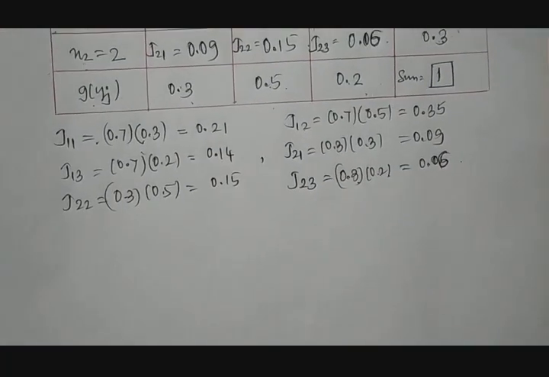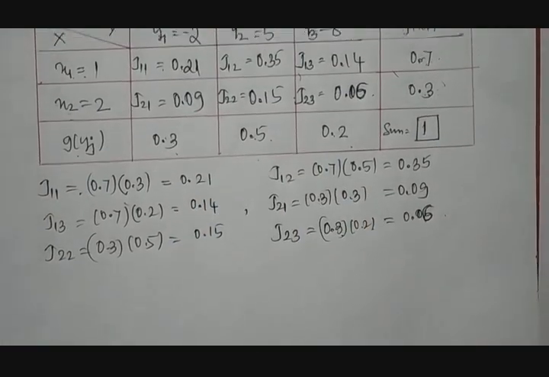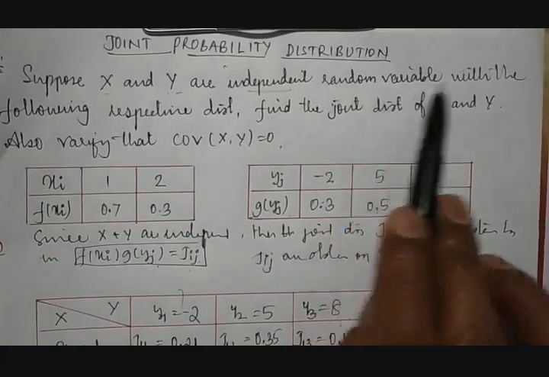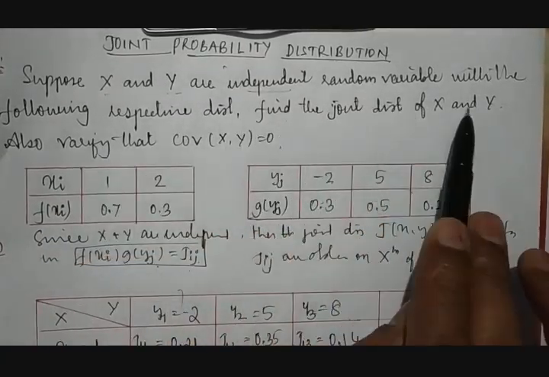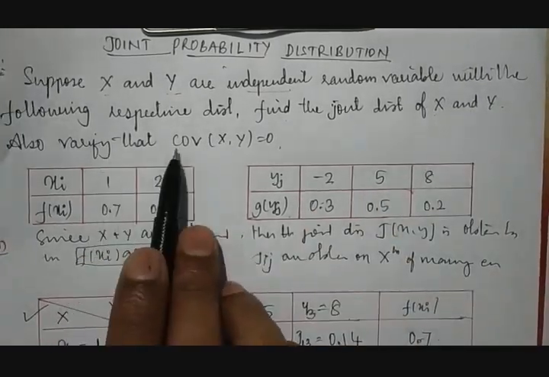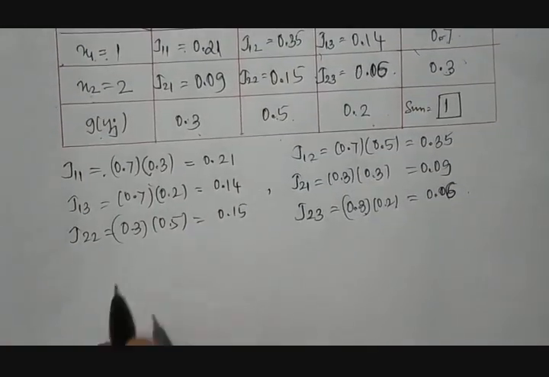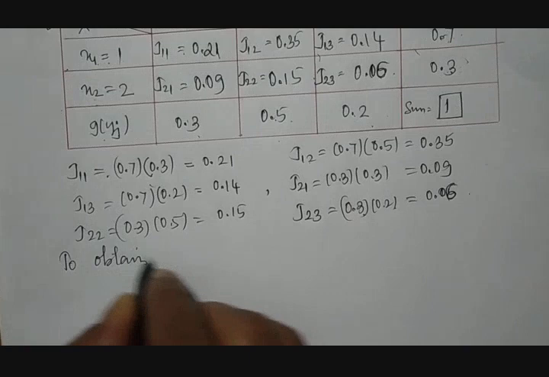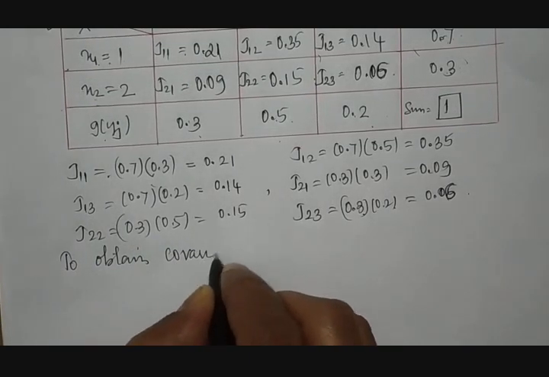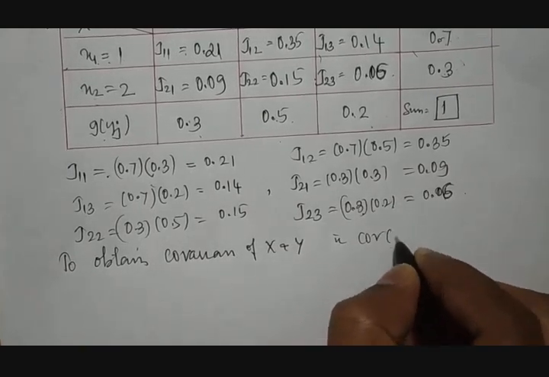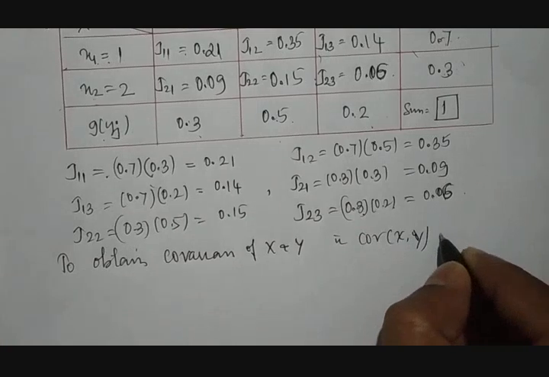Then by taking these results, we have this table, and we need to go for further calculation. What is to be calculated? The very first question is to find the joint distribution of x and y. That is found. Next, verify that covariance of x comma y equals 0. Covariance is to be calculated. So, to obtain the covariance of x and y, we need to go for further things.